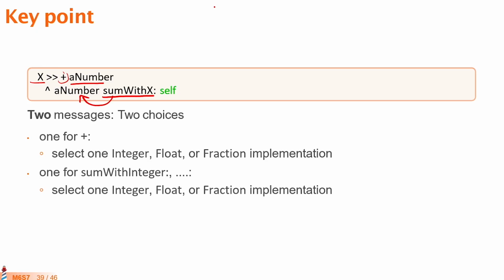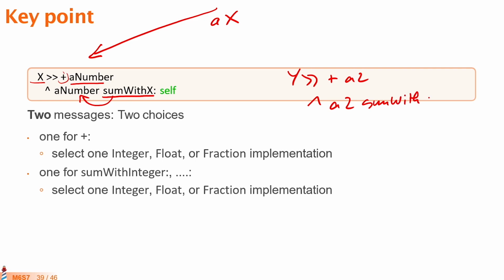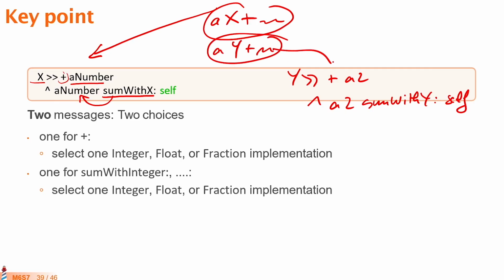So this means that the system selected first the message based, if we have a X, it will select this one. And here we will have Y plus something. And then we will do the same, something, sum with Y self. So the first time when we send a message to a X, it will select this one. If we have a Y plus something, we will select this one.